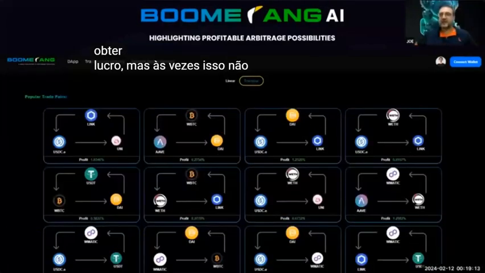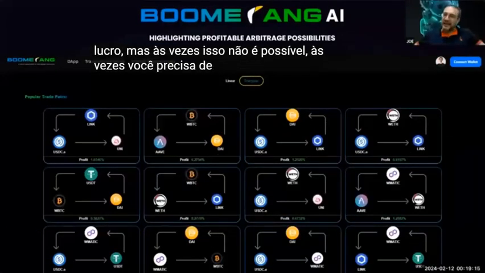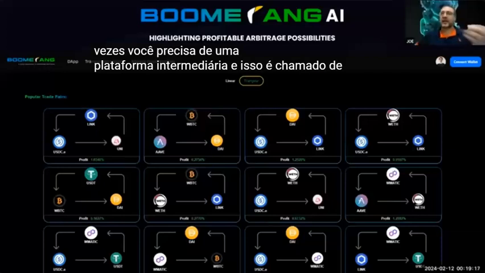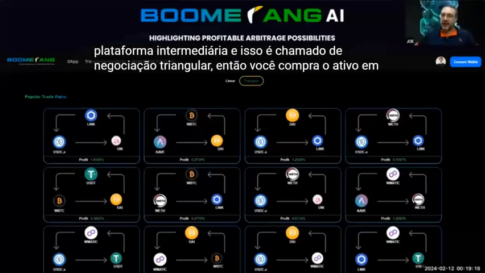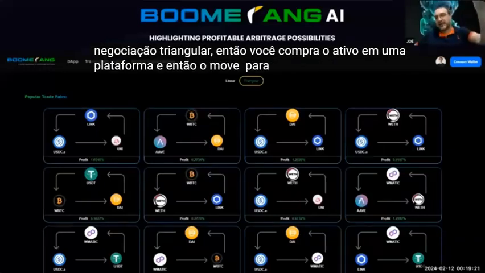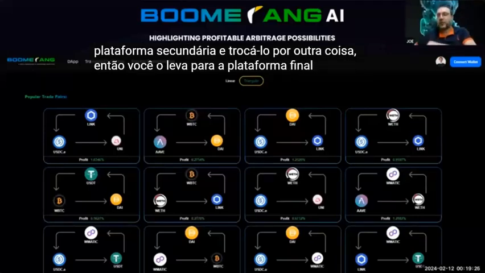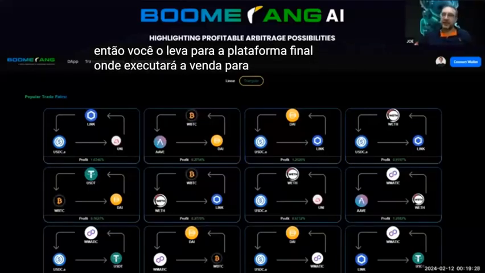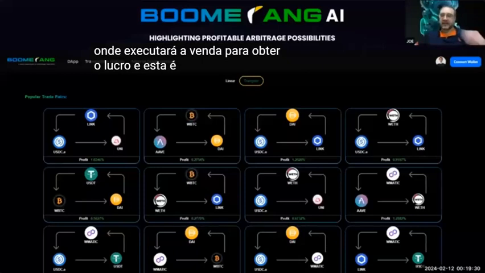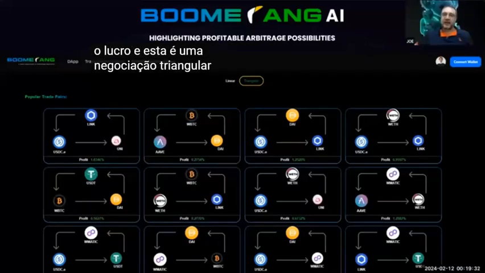But sometimes that's not possible. Sometimes you need an intermediary platform, and this is called a triangular trade. So you buy the asset on one platform, you then move it to a secondary platform and swap it for something else. Then you bring it to the final platform where you will execute the sale to get the profit. And this is a triangular trade.